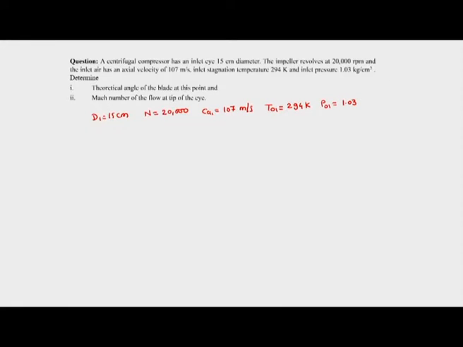So we have to determine the theoretical angle of the blade at the inlet. That means we are supposed to find out the blade angle, which is beta 1 at the inlet. And then we have to find out the Mach number at the outlet M2. So we are supposed to find out the Mach number of the flow at the tip of the eye, but this Mach number M2 at the tip is basically related to relative velocity basis. So this is basically MR2, relative. So this is what we have to find out.